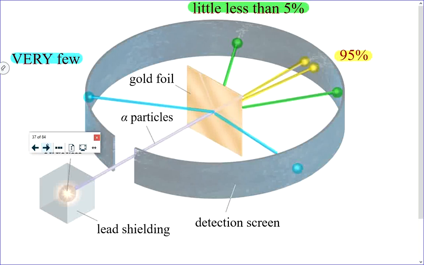He didn't think there was anything in the atom that was solid enough for the alpha particle to bounce backwards off of. And that's going to lead to the idea of the nucleus.